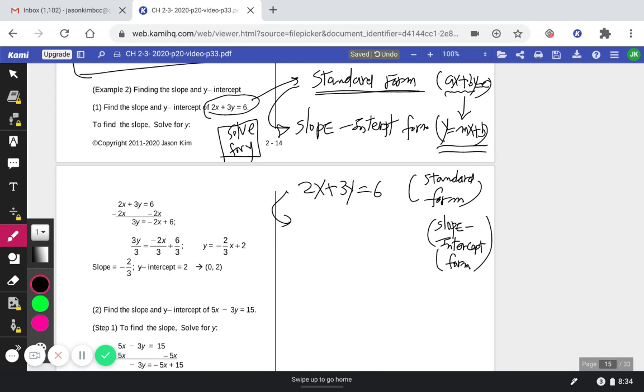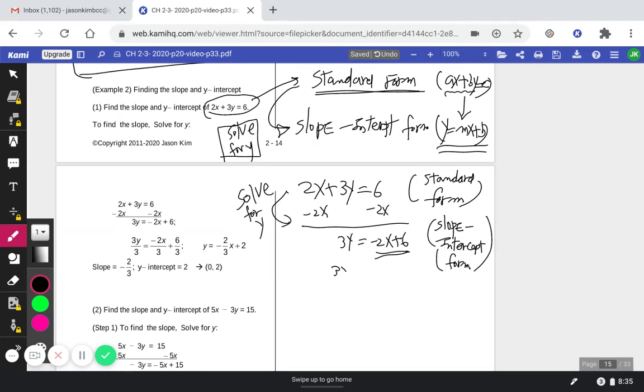Then if you solve for y, minus 2x on both sides, and then 3y becomes negative 2x plus 6. In many cases, we write x first and the number second. Okay, so this is better than 6 minus 2x. Usually the x term first and the number last.